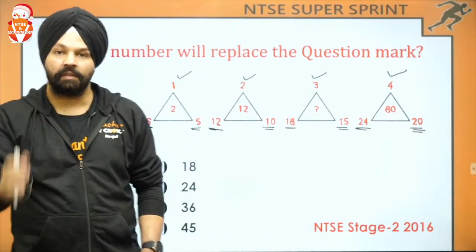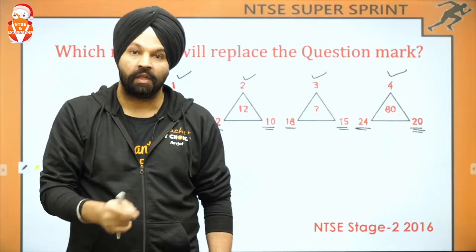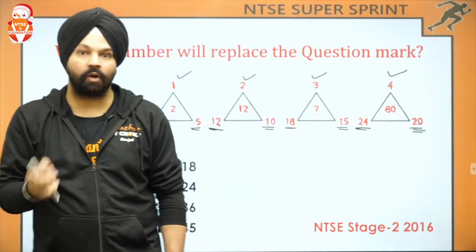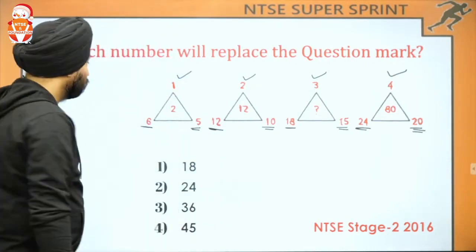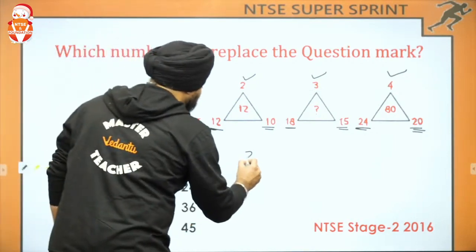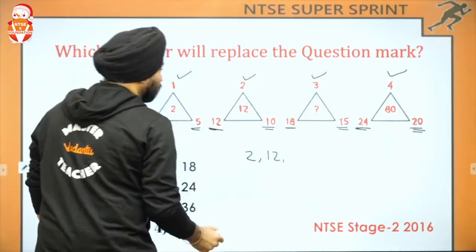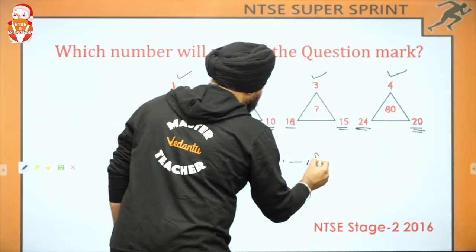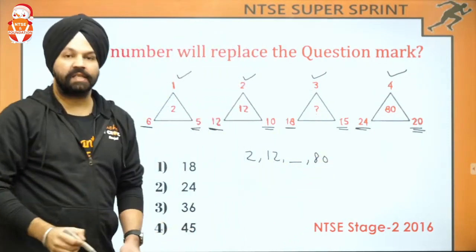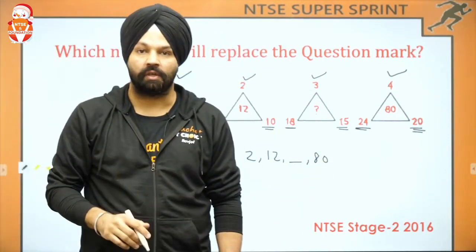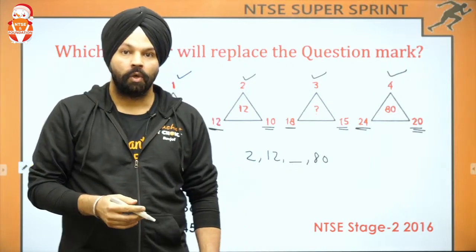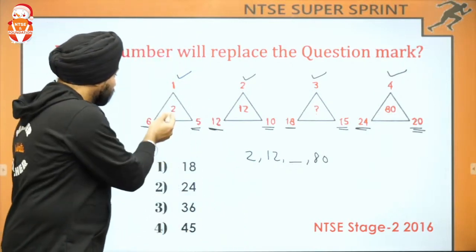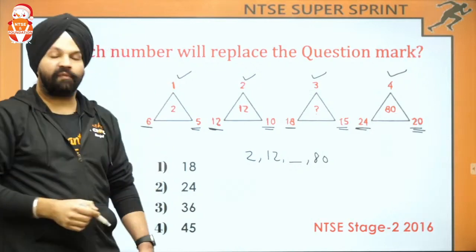That simply means the numbers which are at the center are also following a pattern. Now, which numbers are there? Well, the numbers are 2, 12, dash, and 80. So this is the first generalization in concern to this question. But it could be a case that this 2 is connected to the peripheral numbers.